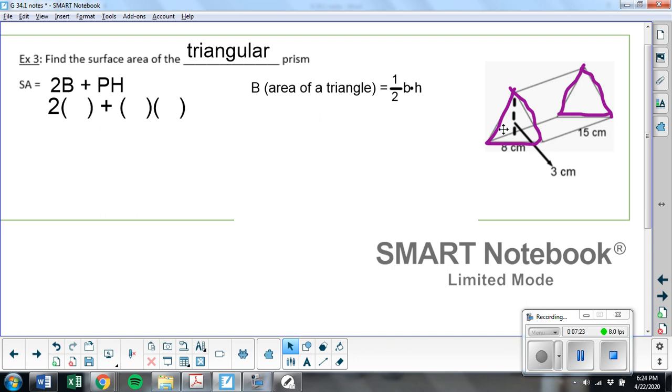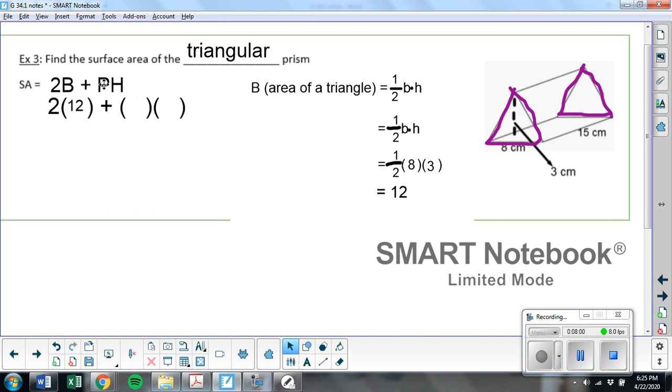So let's look at one of these purple triangles and find the area of one of them. What's the base and what's the height? The base is 8. The height is 3. Multiply that out. You get 12. The label is centimeters squared. You don't have to label it every single time as long as the final answer is labeled. So the area of one of these triangles is 12, but the formula says we're going to double it to get that one back here.